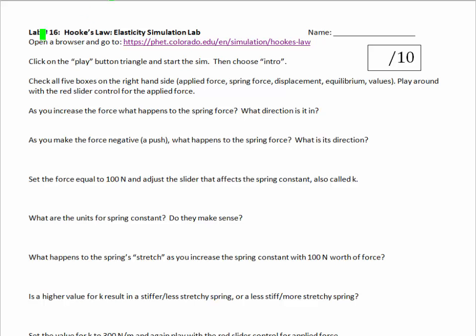Okay, this is the introduction for lab number 16, which is about Hooke's law, and essentially we take a look at elastic systems, where we take a look at springs. So go ahead and pop that simulation up. Some things we know about springs is when you apply a force to them, they're going to stretch.